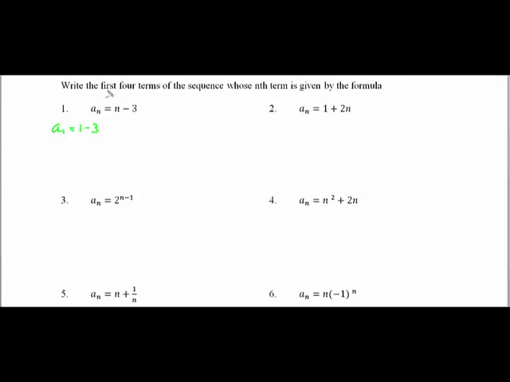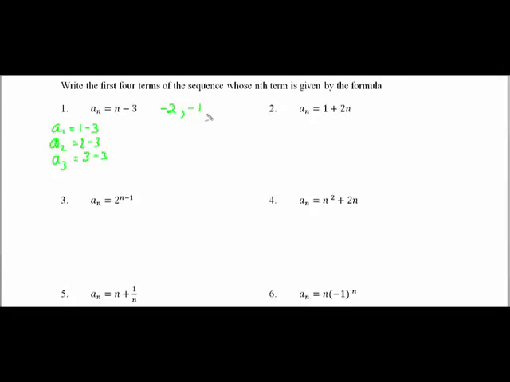As we look at the instructions here, which is to write the first 4 terms of the sequence whose nth term is given by the formula, my first term would be negative 2, because that would be my a sub 1 after I plugged 1 in for n. My a sub 2 would be after I plug in 2 for n, so this would be 2 minus 3, and that next number would then be negative 1. My a sub 3, or third term in this sequence, would be 3 minus 3, which is 0.